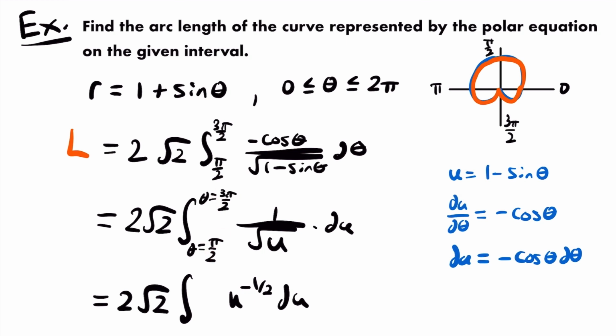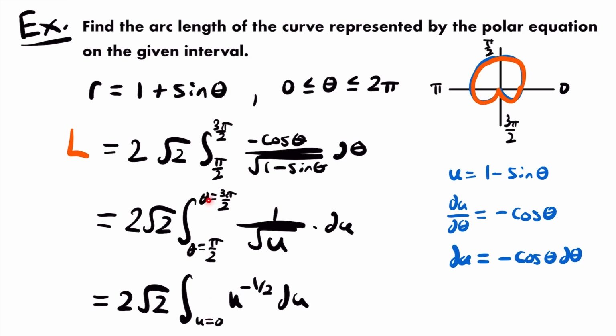Now for the bounds of integration, let's make them to be in terms of u. We'll plug these values of theta into our equation for what we set u equal to. When theta equals pi divided by 2, we'll have 1 minus sine of pi divided by 2. Sine of pi divided by 2 is 1, so we'll have 1 minus 1. That gives us 0. So our lower bound will be u equals 0.